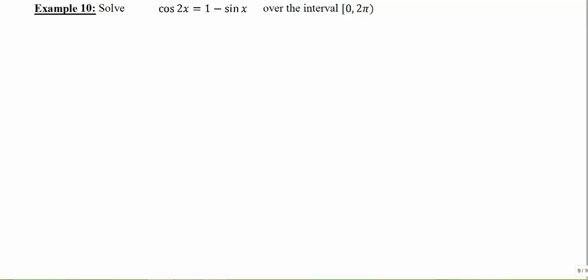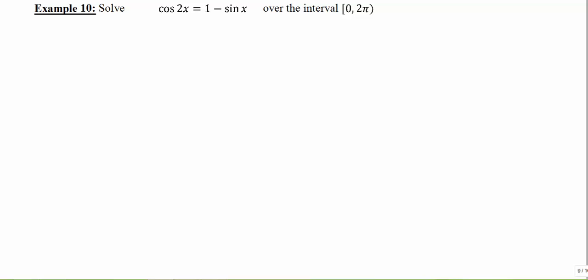Here we want to solve this equation for x over the interval from 0 to 2 pi. So we're working in radians. And we want to first look at the input angles throughout the equation. And we notice that the input angle for cosine is 2x, while the input angle for sine is just x. It would be nice if throughout the equation we had the same input angle.